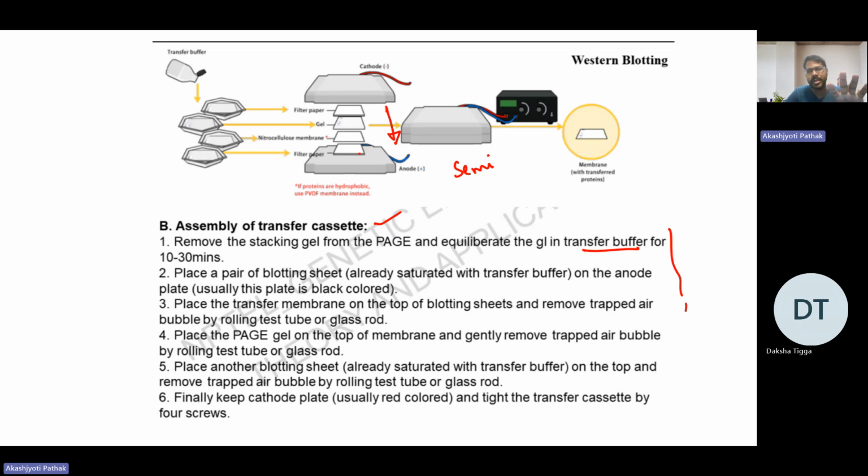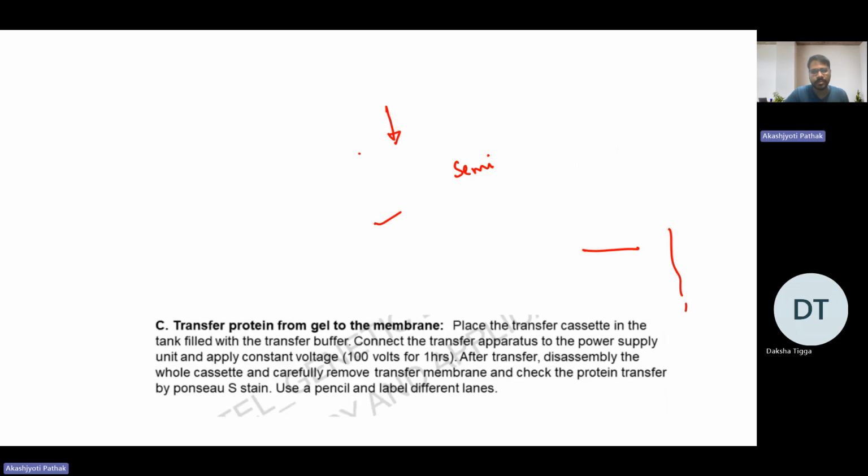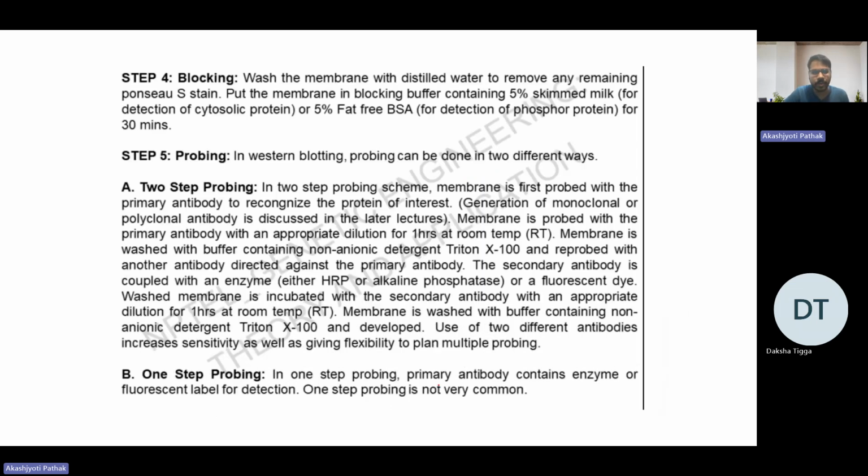So the order is: the anode plate, then the blotting sheet, then the PVDF membrane, then the gel, and then again the blotting sheet, and then place the cathode. After that you switch on the power supply. You will run it at 100 volts for 1 hour, and then your protein will get transferred from the gel to the membrane.